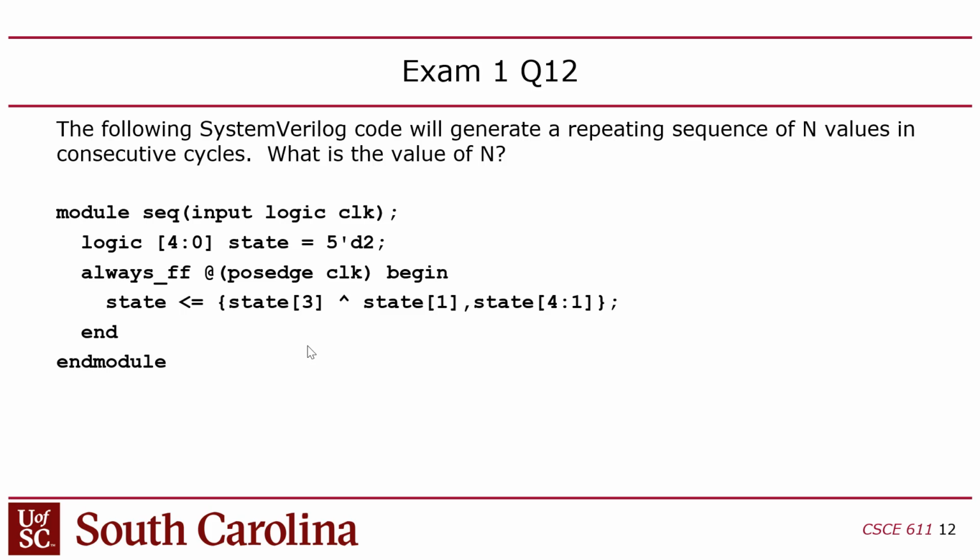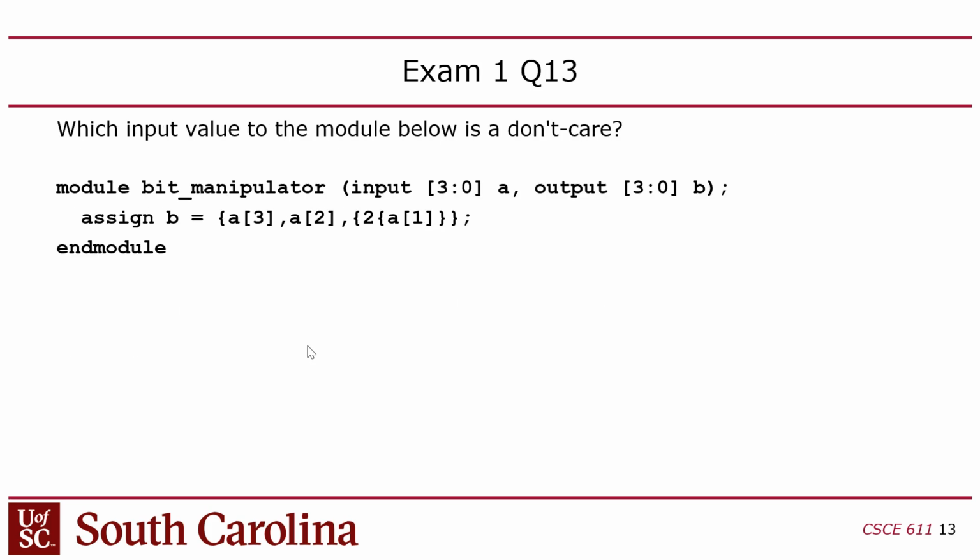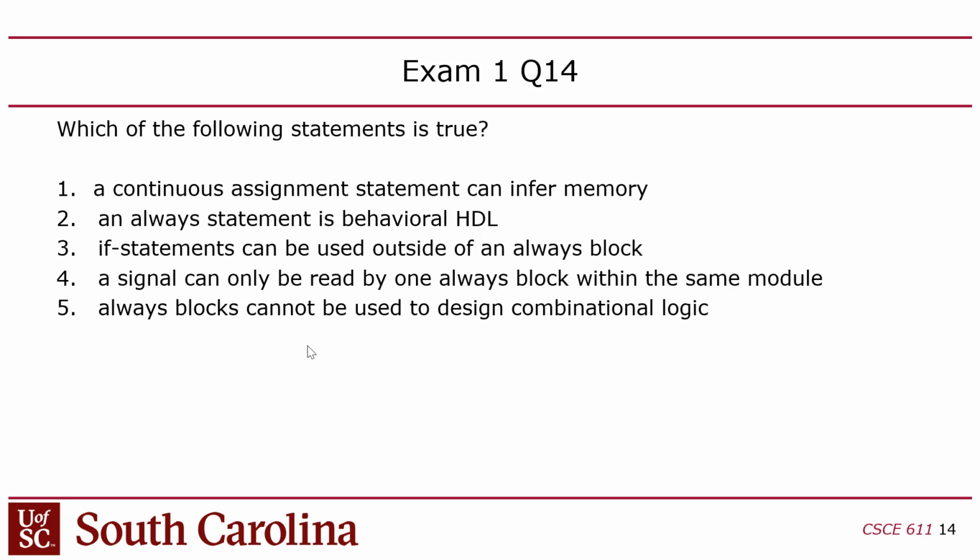Okay. What input value to the module below is a don't care? So this one assigns B as a function of A, but we're ignoring A bit 0 in there. We don't care about A bit 0, so A bit 0 is a don't care. And which of the following statements is true?